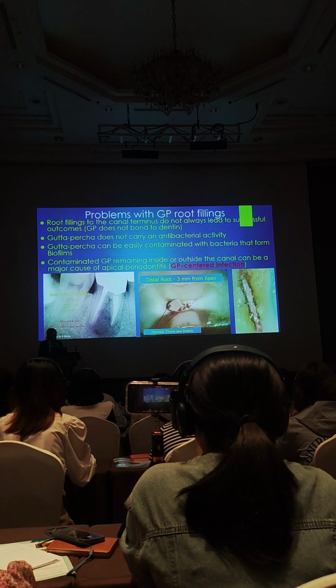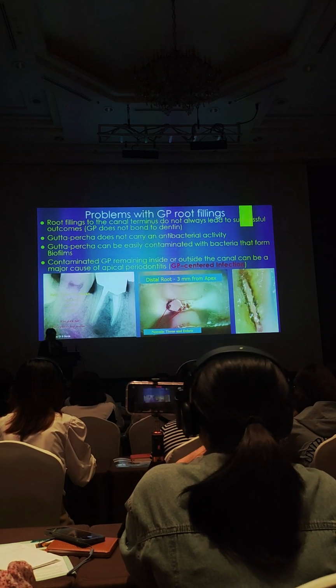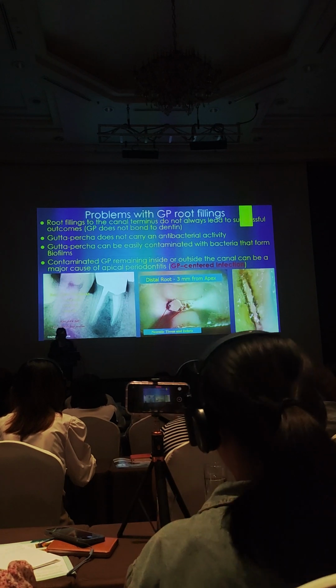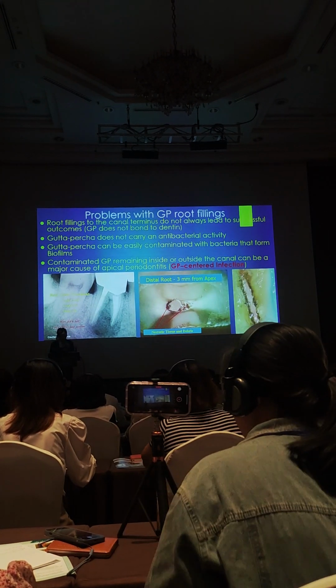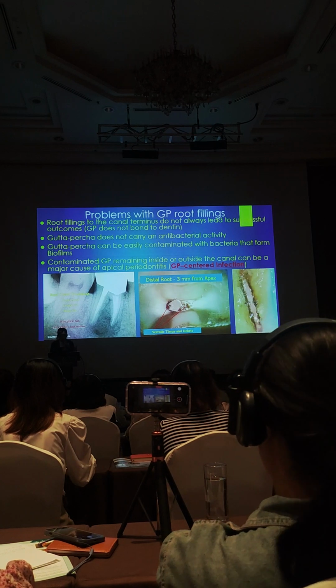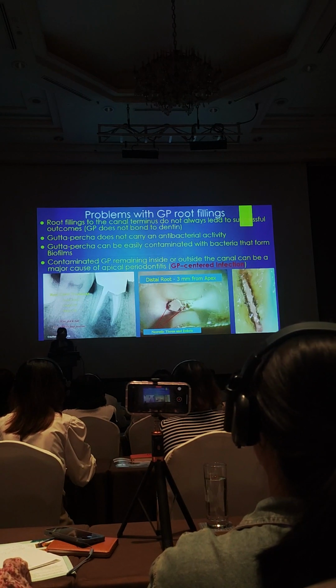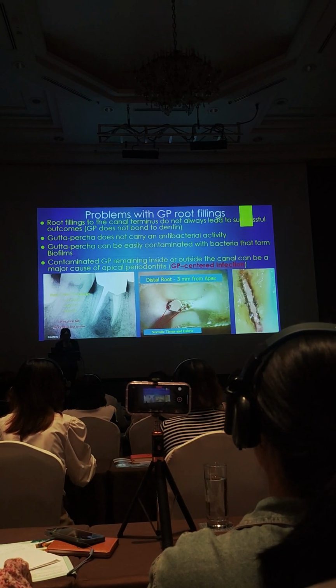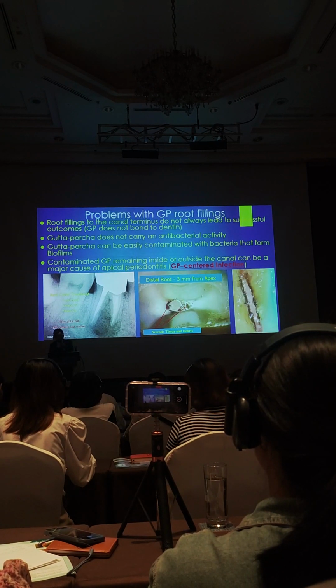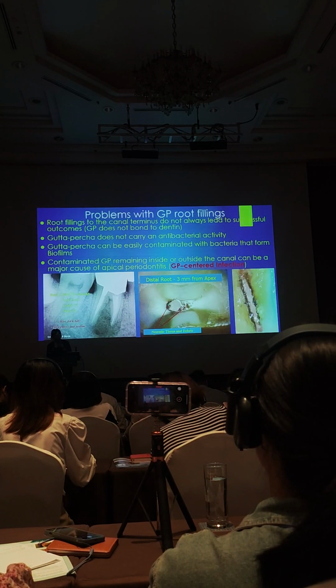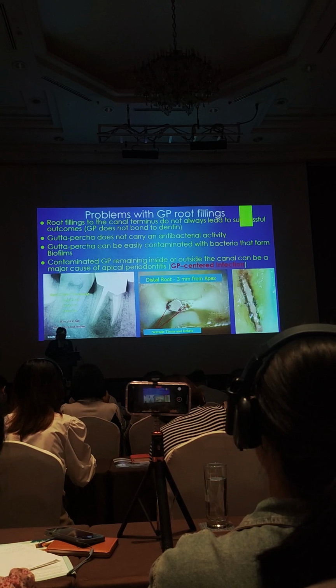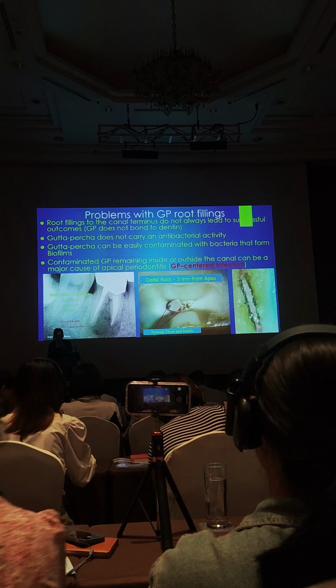Gutta-percha does not carry any antibacterial activity. Gutta-percha can be easily contaminated, as I told you, so don't use gutta-percha in the treatment. Contaminated gutta-percha remaining inside or outside the root canal can be a major cause of apical periodontitis. The success rate is lower if the gutta-percha is extruded into the periapical tissues because of the biofilms. That's why you have to be a little bit shy of the working length if you use gutta-percha fillings.